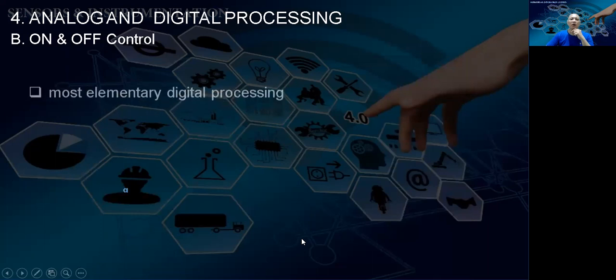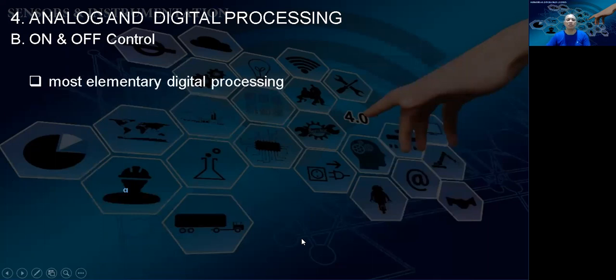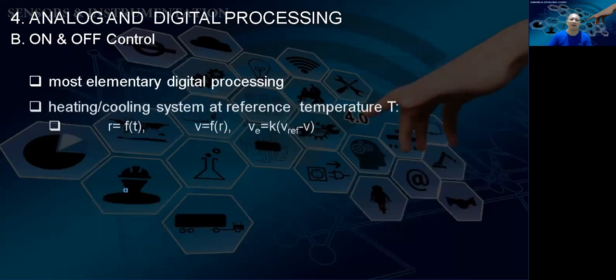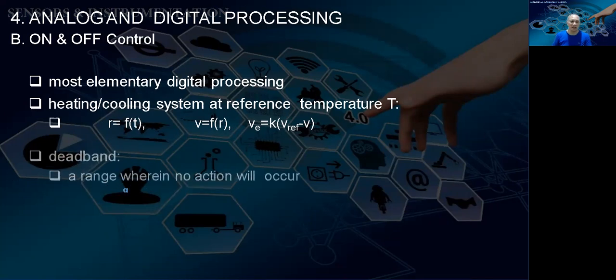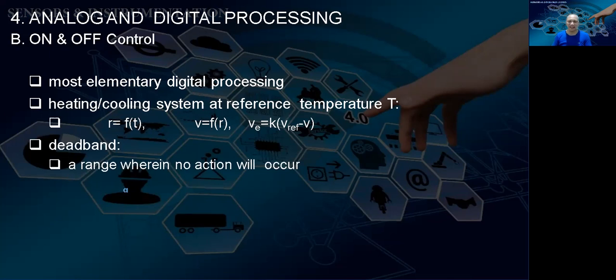Let's continue. On and off control. This is the most elementary digital processing. Talking about a heating and cooling system at reference temperature T. The voltage equivalent to that is some K value, V ref minus V. So it's just an example, and it doesn't mean much when I mention it.